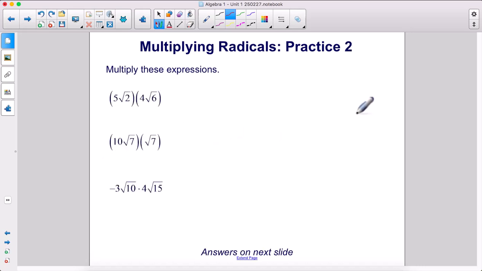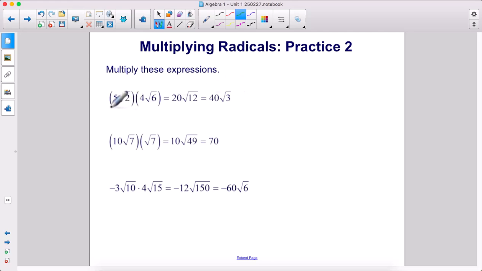Multiply these expressions. All right, so 5 times 4 gives us 20. 2 times 6 gives us 12. But the square root of 12 can be further simplified to 4 times 3. 4 is 2 squared, so one of those 2's goes out front, and the 20 becomes a 40, leaving behind the square root of 3.